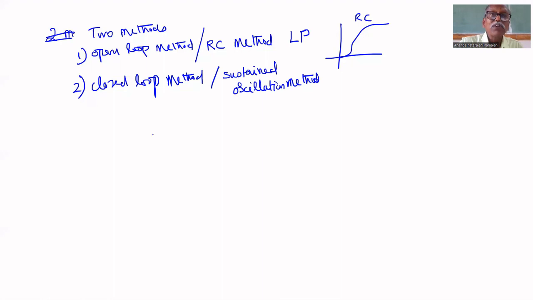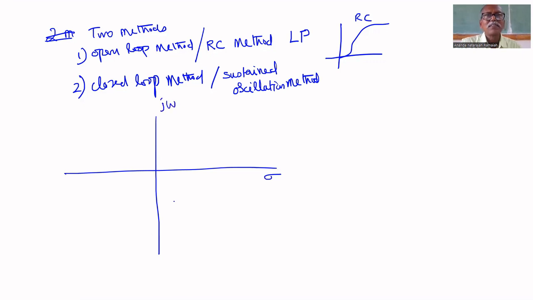In control system, you might have studied root locus. Have you studied root locus? In the root locus, real axis, imaginary axis. Suppose I want to draw a root locus for a third order process. What is the root locus for this? 3 poles mean 3 root locus branches. Am I correct or not?